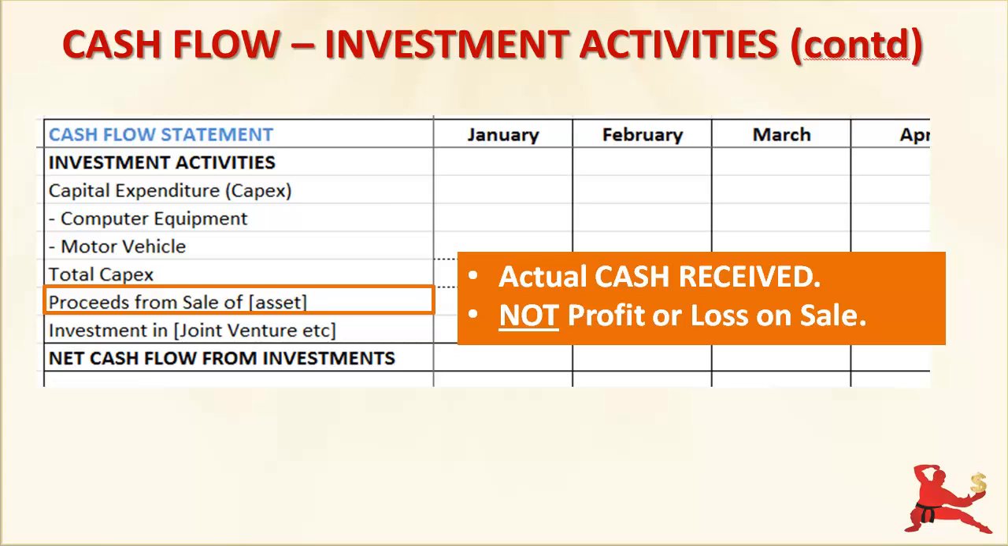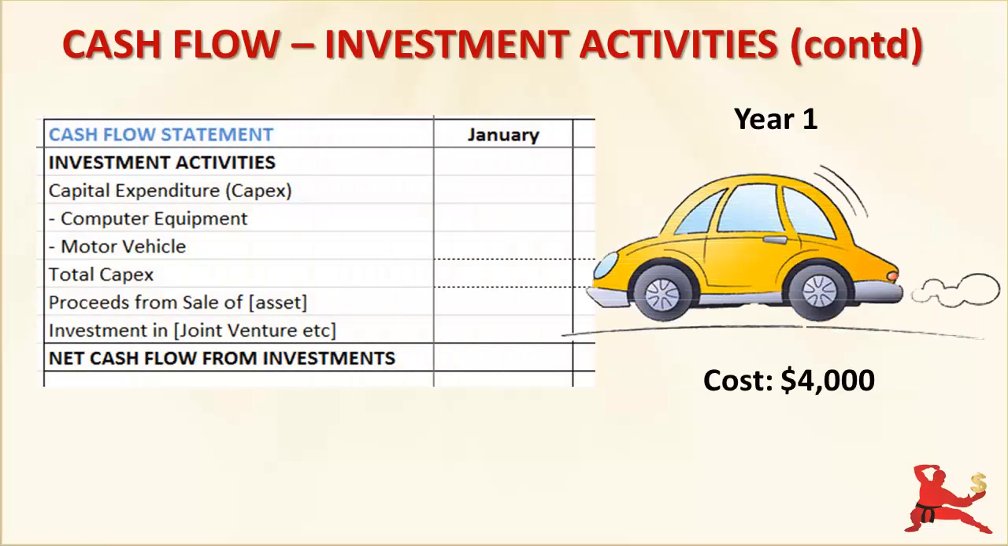Let's walk through an example of a car that is bought for use in the business. Let's say the business buys a car for $4,000 at the start of year 1. The $4,000 is capital expenditure. It is shown as a cash outflow in the investment activities section of the cash flow statement, regardless of whether it was financed with debt or out of the business's own cash.